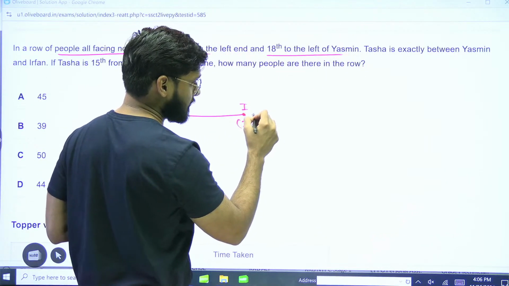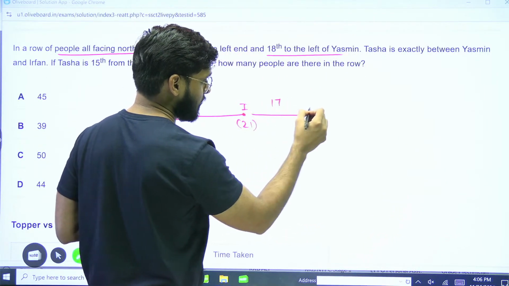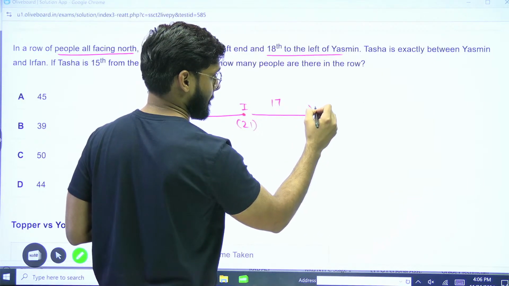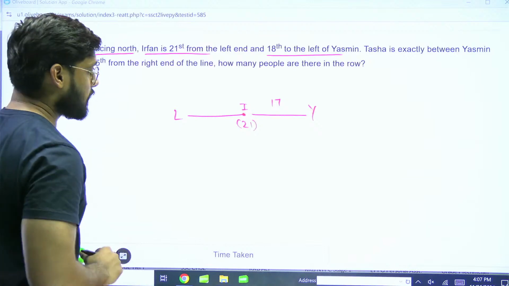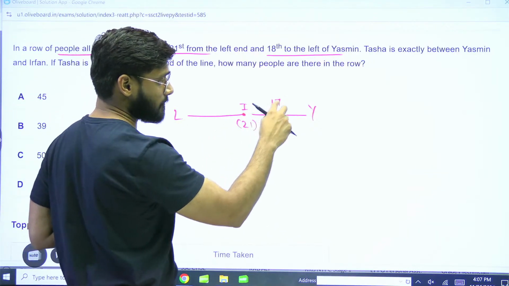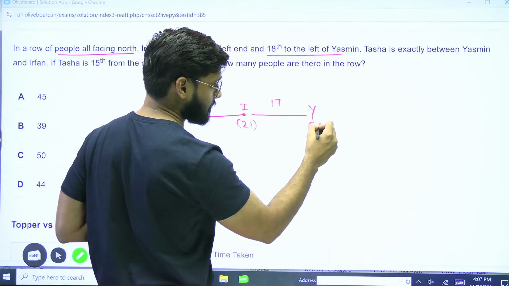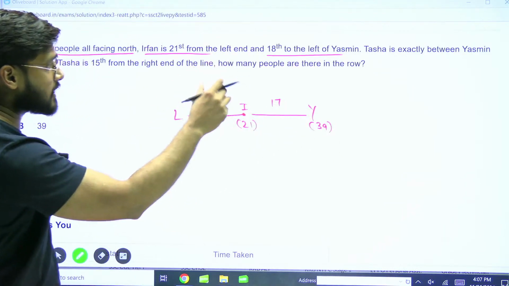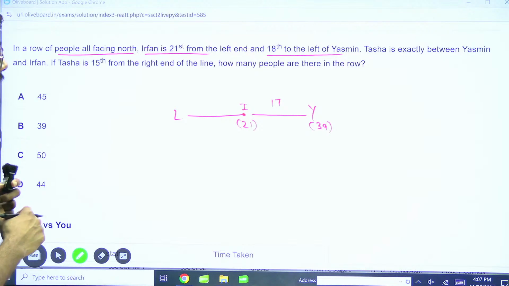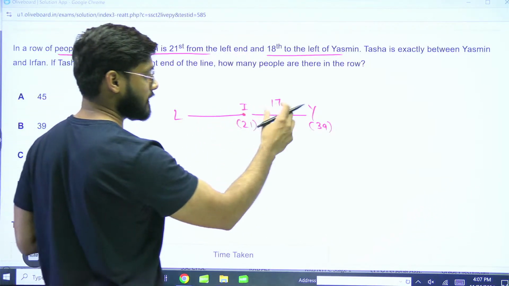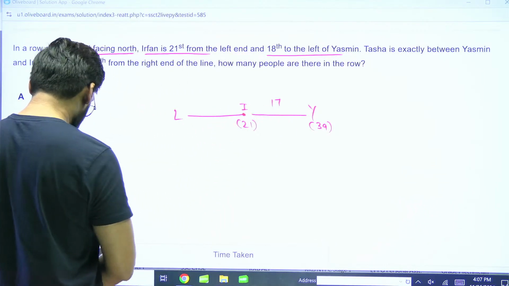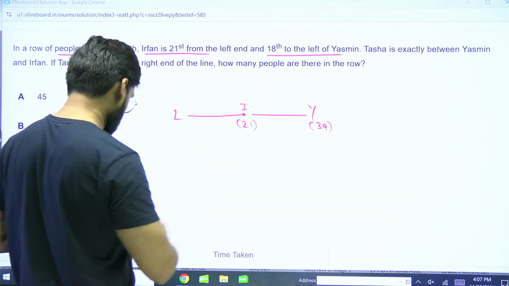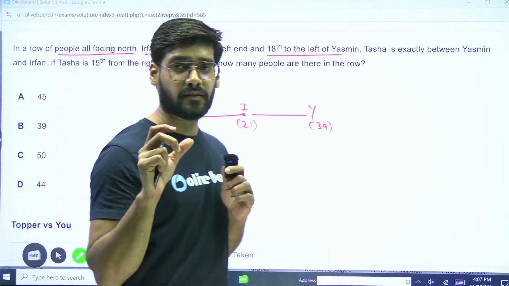So there will be 17 people between Irfan and Yasmin. If Irfan is 21 from the left end, then 21 plus 17 is 38, and Yasmin will be 39th from the left end. Tasha is exactly between Irfan and Yasmin. There are 17 people between Irfan and Yasmin. So out of 17, the ninth person will be exactly the middle one.